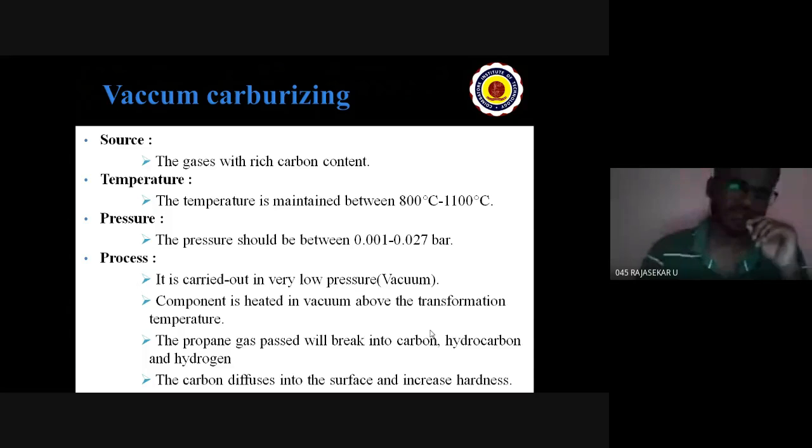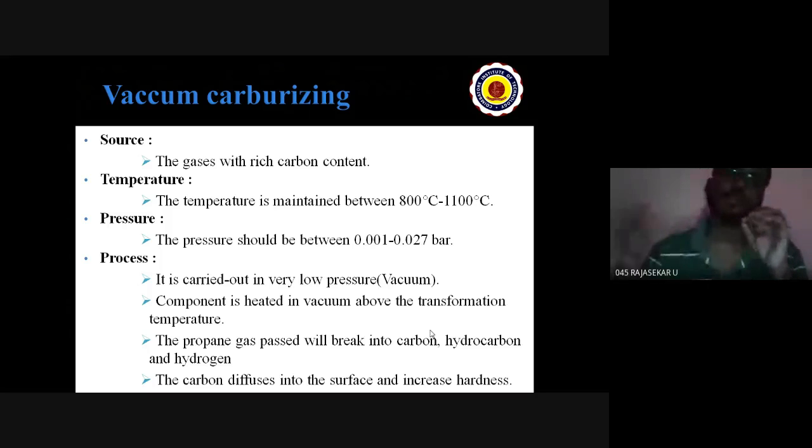And the process, as I said before, is at a very low pressure near to vacuum, and the component is heated in the vacuum above the transformation temperature. Then the propane gas is passed. The propane gas will break into carbon, hydrocarbon, and hydrogen.